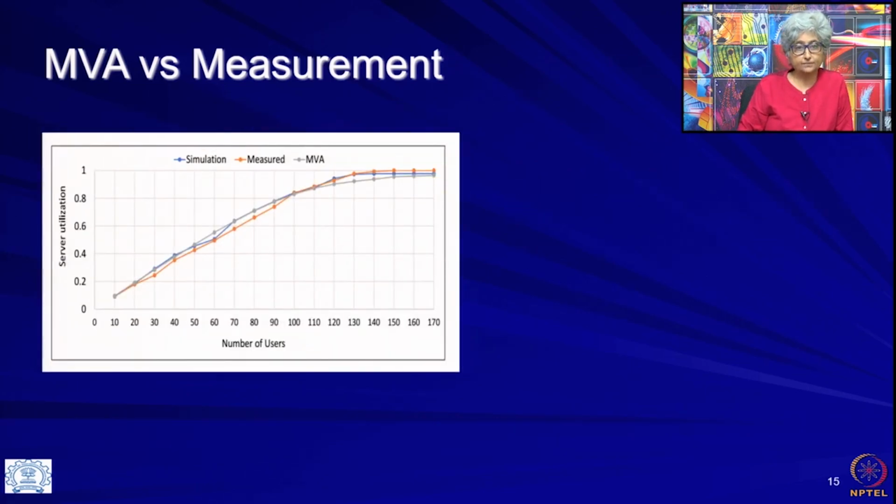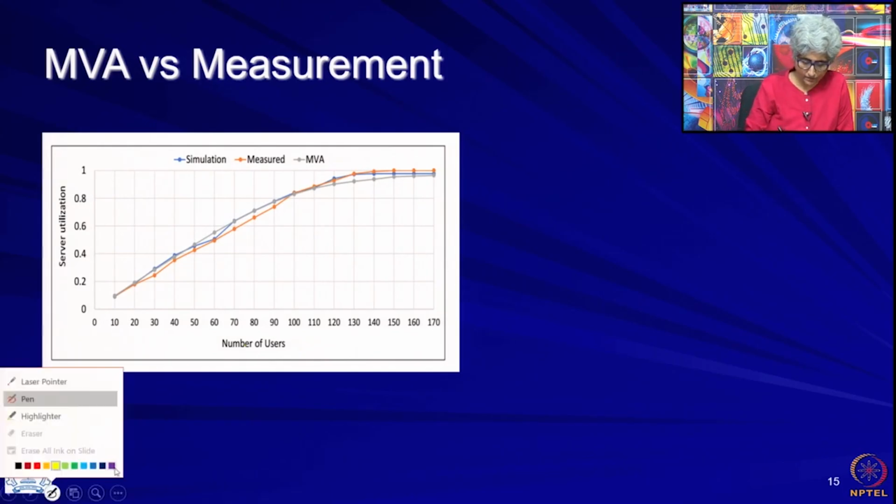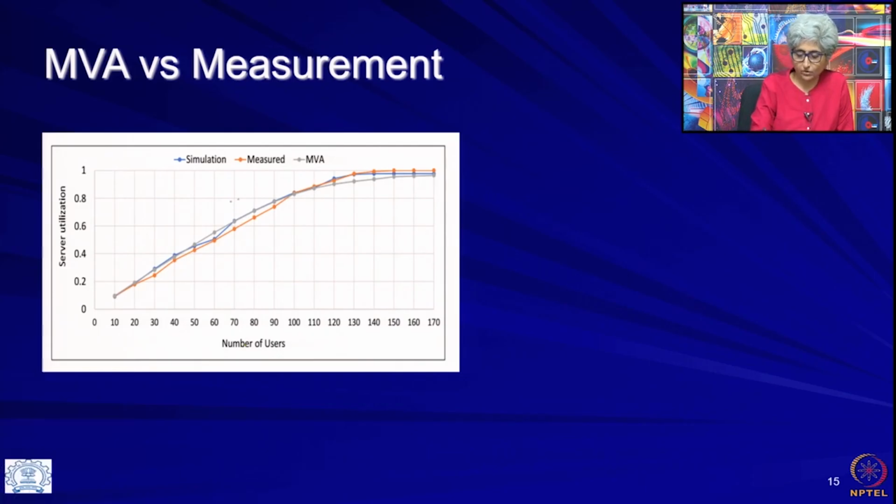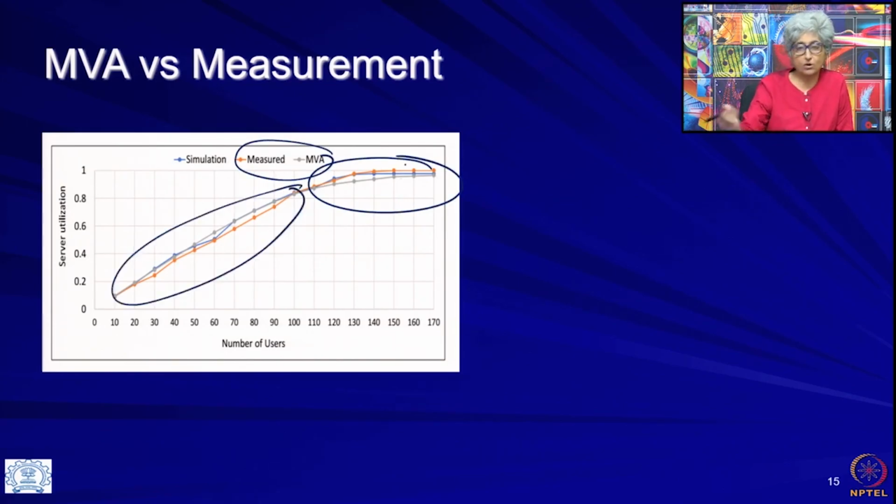Let us look at server utilization. Again, clearly at the maximum load it goes to 1, and the match between the MVA and measured is quite good at the whole of the graph. Of course, here they are all going to 1 and the match will be correct. Why is it going to be any different? But even at lower values of the number of users, the match is not bad.